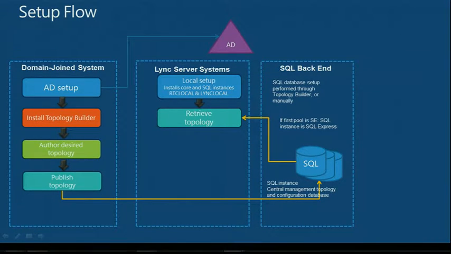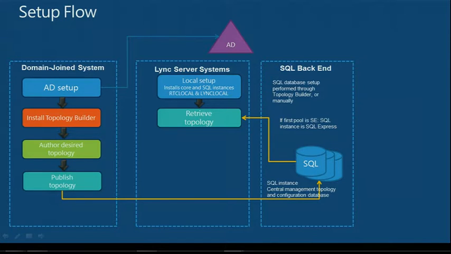So once the Lync servers are part of the domain, and we've published the topology in Topology Builder, we go through and run setup on the individual server role. Setup at this point is going to query Active Directory for a service connection point, use that to determine where the master CMS is located, and then replicate a copy of CMS down to the local copy of SQL Express on the server itself.